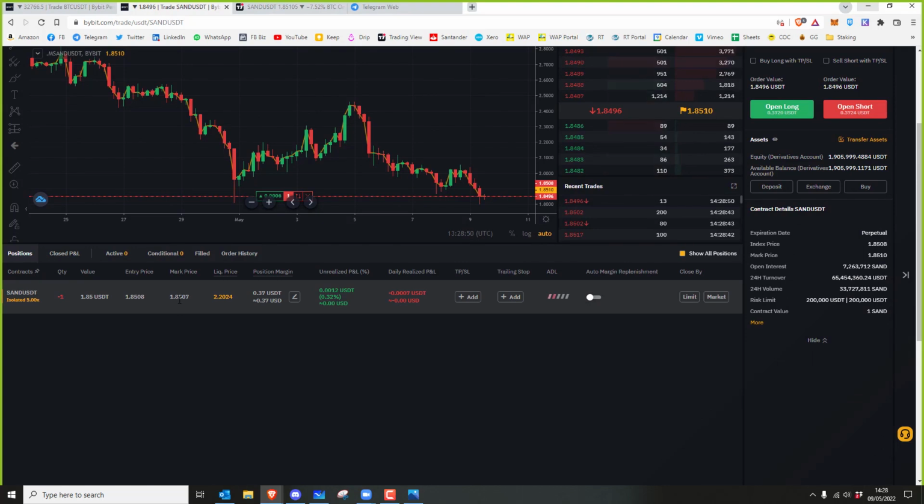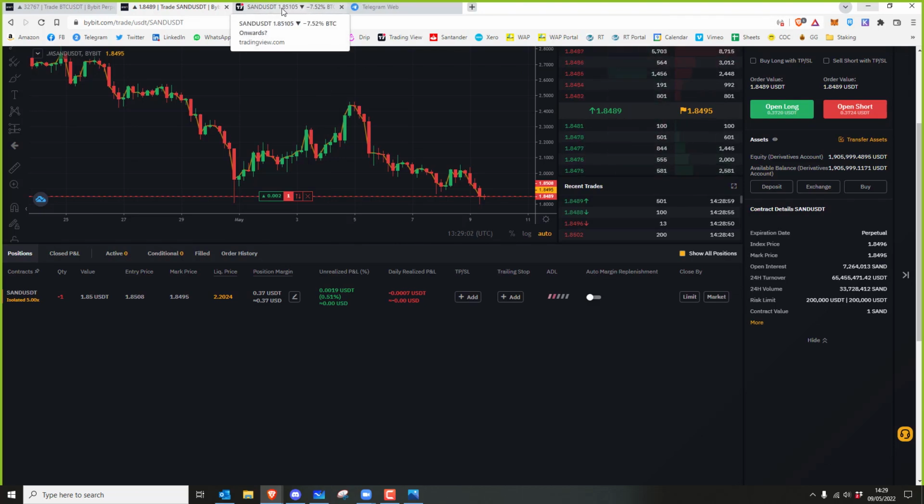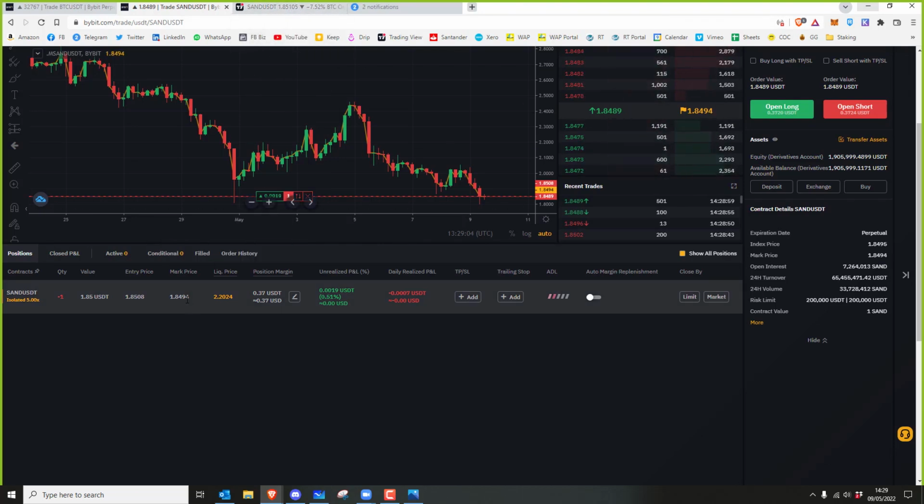And so it is slightly different. If you look at that, it's 1.85. Look at that price there compared to the price of Sand at the top over here. So it's 1.85105, and there's a bit of a difference there. Only pennies, but it's still a difference.